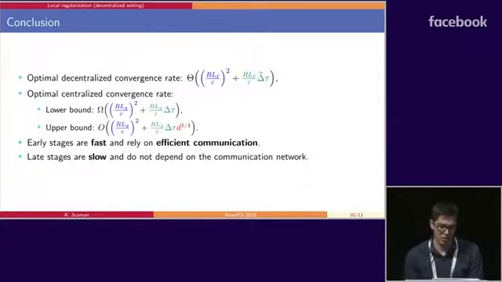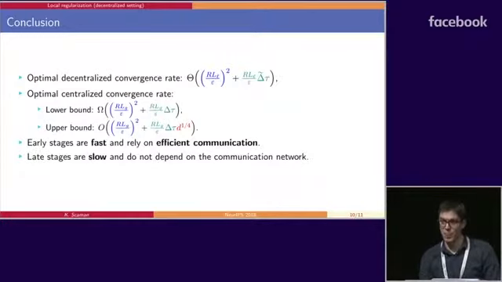Okay, so in conclusion, what we show in this paper is an optimal convergence rate in one setting and closely related lower and upper bounds in the decentralized setting. I think that the main message of all this is that in the non-smooth setting, early stages of the convergence are fast, and they rely on efficient communication. So in the first stages of the convergence, the communication network plays a real role. Whereas for the later stages of convergence, the convergence will be slower and will not depend on the communication network.